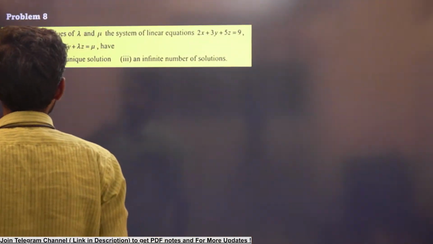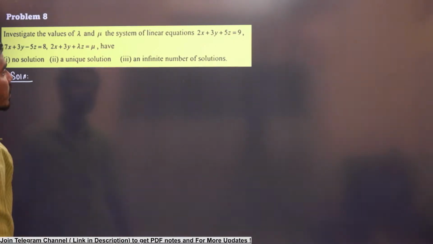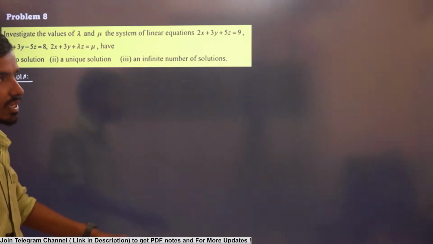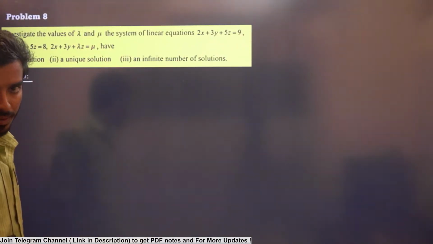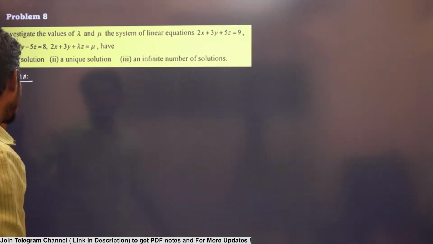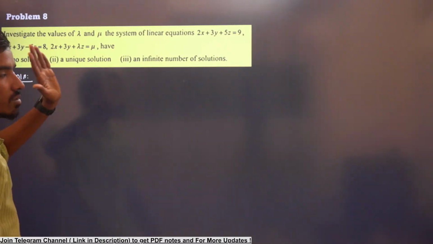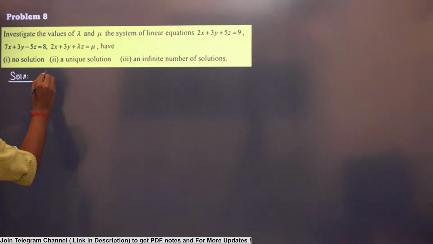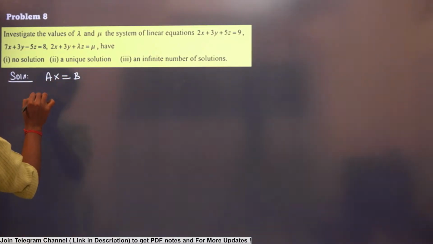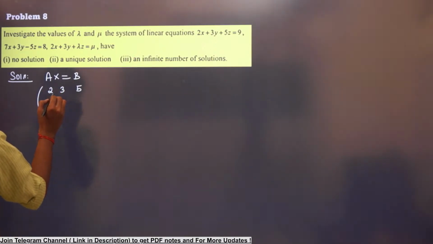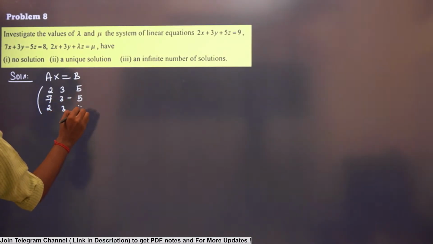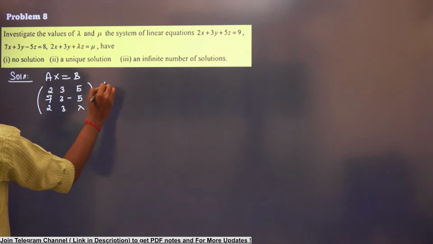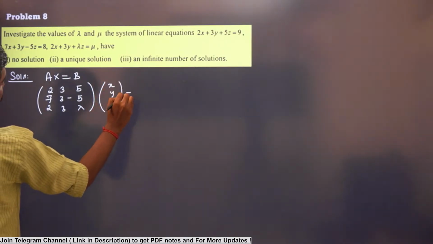Okay, so investigate the value of lambda and mu for the system of linear equations. See, first it is non-homogeneous. Why? Because you can see the output vector 9, 8, mu is a non-zero vector, since 9 is non-zero. Therefore the system is a non-homogeneous system. So consider Ax equal to B. A is the coefficient matrix, which is 2, 3, 5, and here 7, 3, minus 5, 2, 3, lambda, and x is the unknown, which is x, y, z, equal to B.